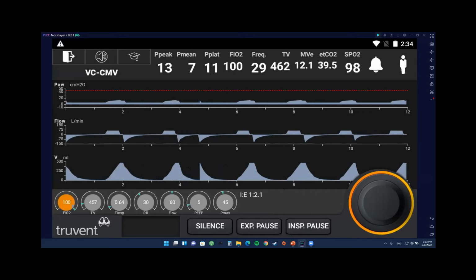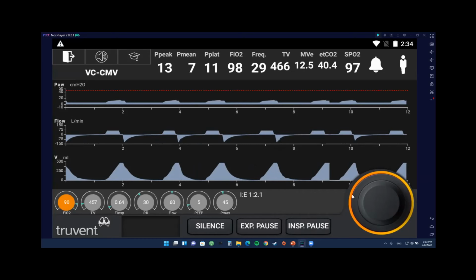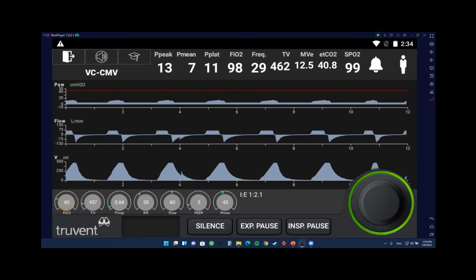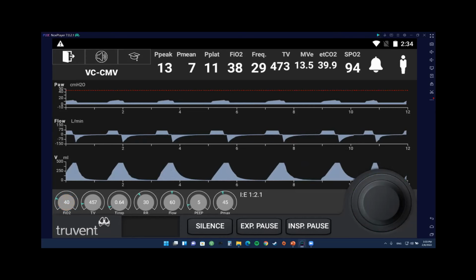Correct. So, this patient is just coming with a GI bleed, has no ARDS, no pneumonia, not on oxygen at home. You can go all the way down to 40. And when you go down to 40, you're going to see that the SAT is now 94%. So that's what the patient needs. So you don't have to keep people at 100 all the time.